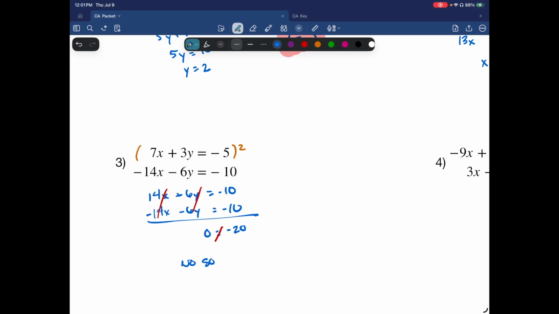And you can spell it out, or you can say 0 with the line through it. And again, we called this earlier, if it's no solution, that means it's inconsistent.